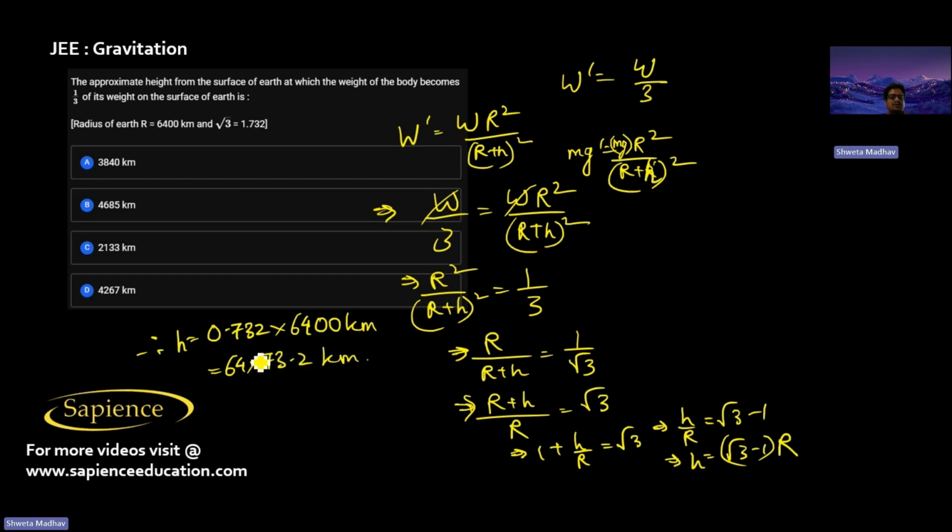So that value is 64 into 73.2, which is approximately 4685 kilometers. So option B is the correct answer. So this is actually 4684.8 kilometers, which is approximately 4685 kilometers.